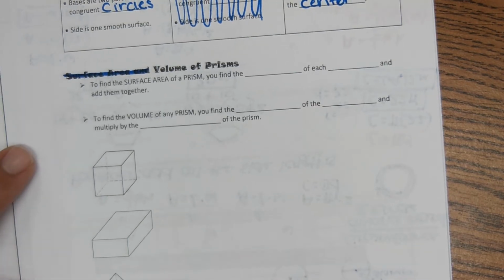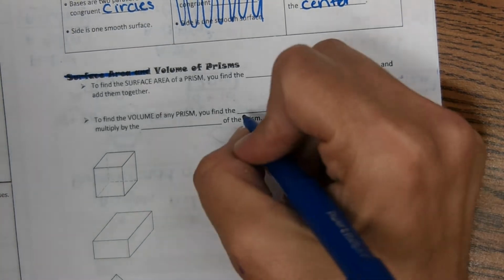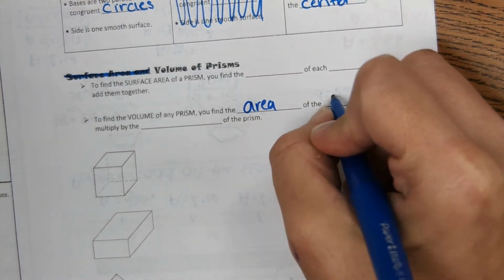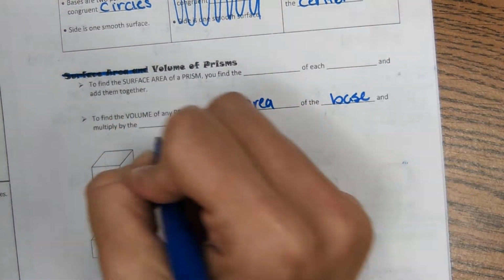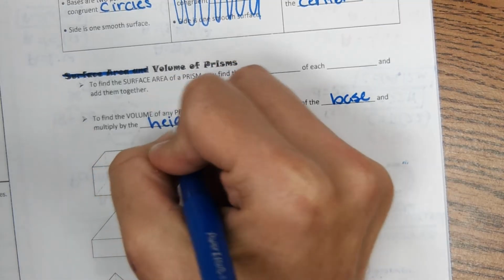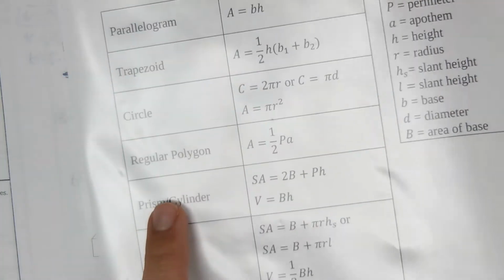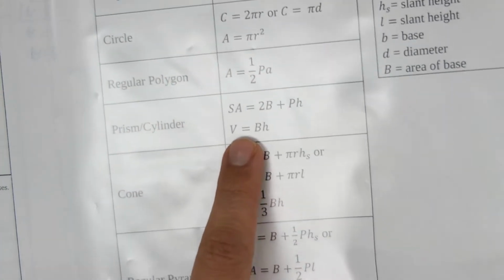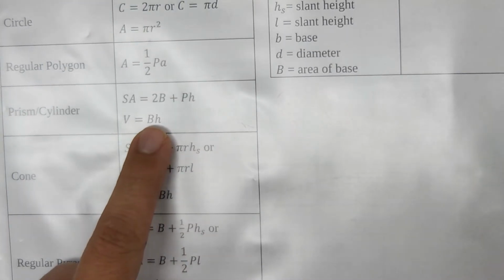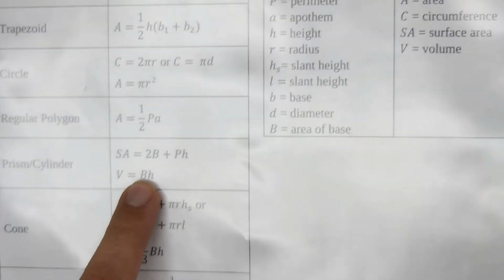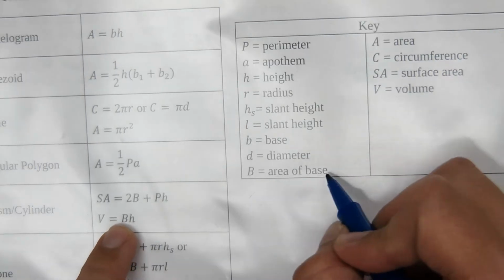So to find the volume of any prism, you have to find the area of the base and multiply by the height of the prism. This equation is on the reference sheet. So if you look at prism, volume equals capital B times H. Capital B, if you look at the key over here, stands for area of the base.